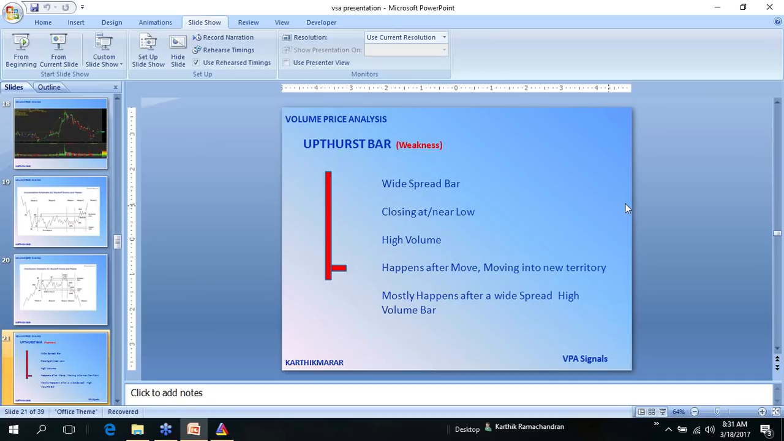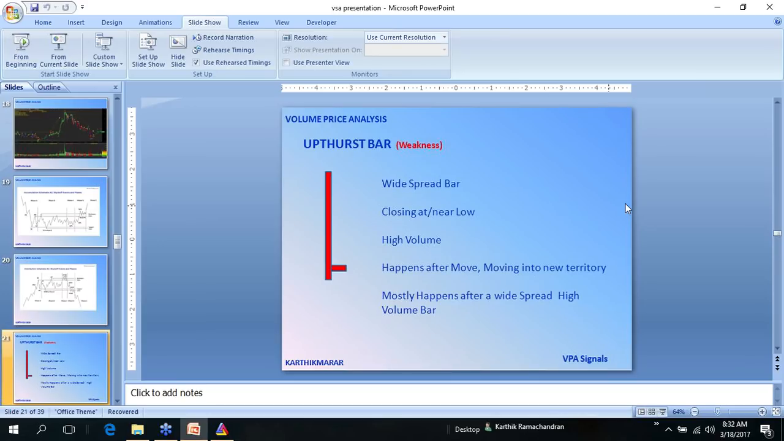And you find that most of the time the upthrust bar is moving into a new territory. It's not an old territory, it's a new territory most of the time. And here the volume is an important consideration. The higher the volume, the more authentic the upthrust bar is.